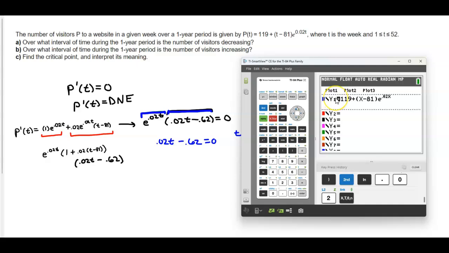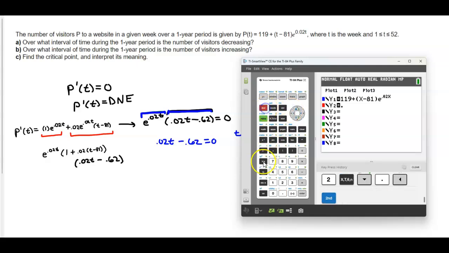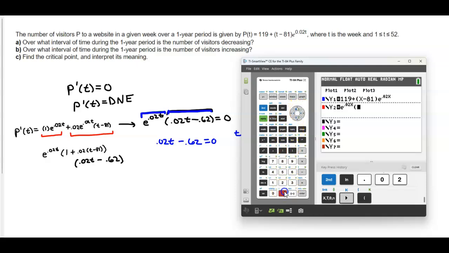So in y1, I have the original function. And then in y2, I'm going to put that derivative. I'll put the factored form. This is an e to the 0.02 x times, in parentheses, 0.02 x minus 0.62, close parentheses. So now I've got the original function again in y1, the derivative in y2.